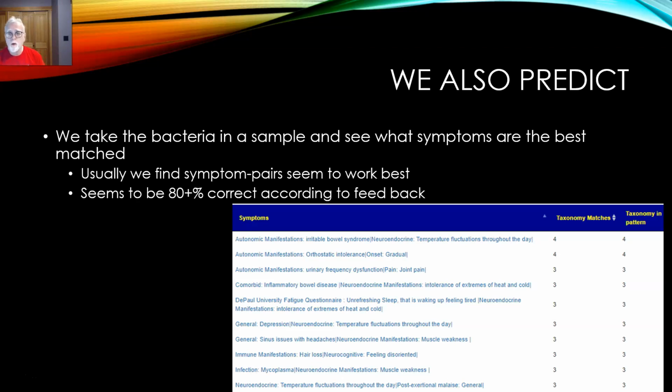And what we do is we see if there's a matchup, and we look only at the strongest relationship, and we see 4 patterns here, and the sample which is uploaded has all 4 of those matches. So it implies to us there's a good chance that this combination of IBS and temperature fluctuations throughout the day is likely happening to the person who submitted the microbiome. We know nothing of the medical history. This is an attempt to predict from the bacteria what to expect.